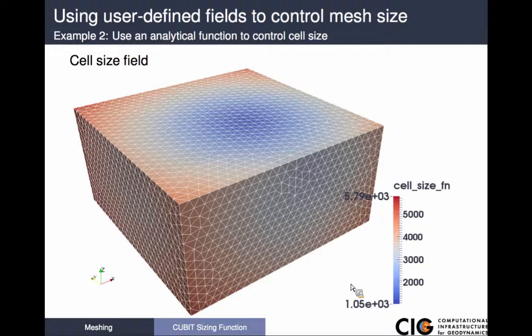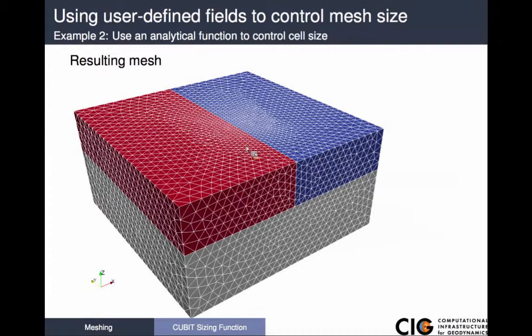Okay, here's another example where we have an analytical function, and what you can tell is that it's related to distance from this point here. So it's just the cell size is proportional to the distance from the point. As you get further away, we want a larger cell size. So we input this information into an existing netCDF file, then read it back into Qubit or Trellis, apply the sizing function, and then we get a refined mesh that looks like this.